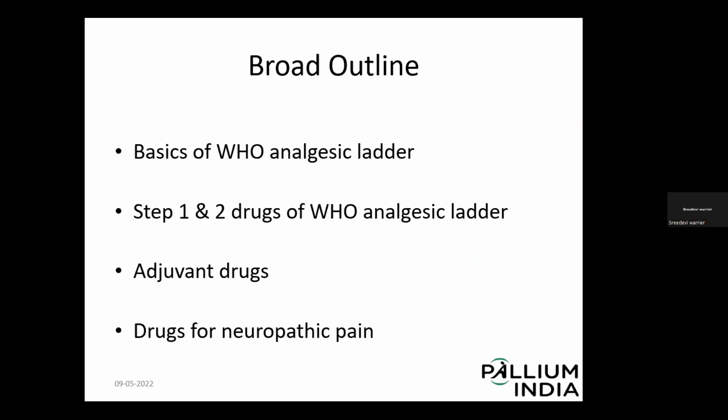The broad outline of my talk would be, I'll talk about the basics of the WHO analgesic ladder, focusing on the step 1 and step 2 drugs. The step 3 will be done at the subsequent session. I will also be talking about the adjuvant drugs, with specific emphasis on drugs for neuropathic pain.